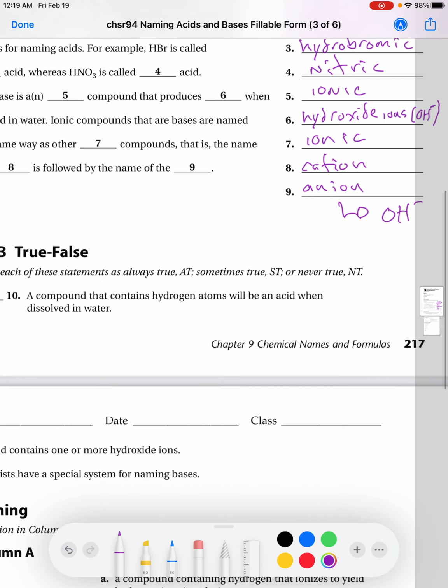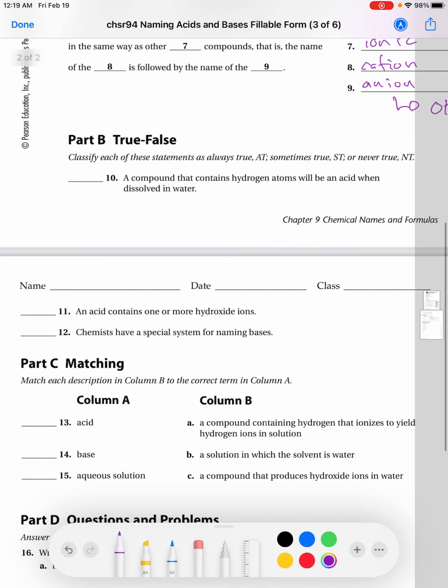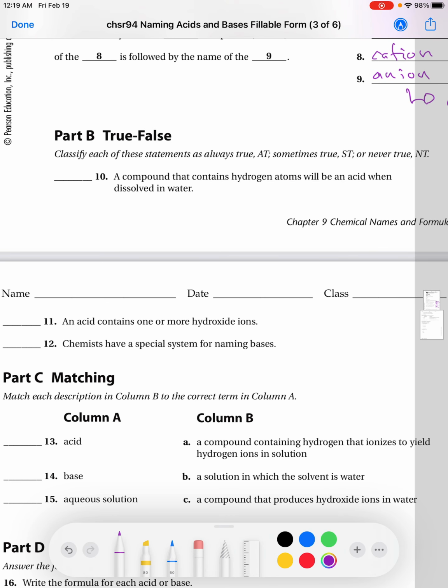So if we move on to our true-false: a compound that contains hydrogen atoms will be an acid when dissolved in water. That's sometimes true. Other compounds contain hydrogen atoms and don't become acids, like many organic compounds. Methane, CH4, contains hydrogen atoms, but it doesn't become an acid because it doesn't have a dissociable hydrogen ion attached to it.